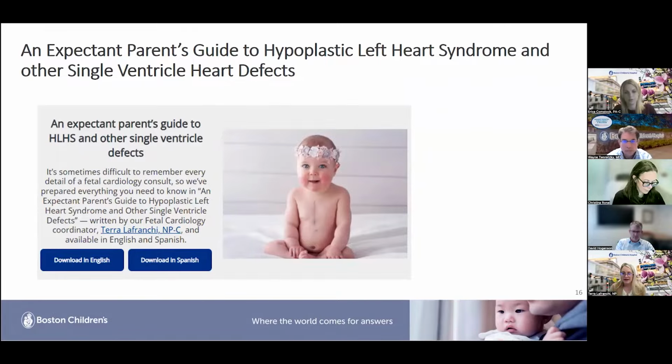To help families prepare for the road ahead, we published a 60-page guide. If you would like to download a free digital copy, the link will be in the chat. My goal is for any family expecting a baby with HLHS to have access to this valuable information, regardless of where you live or where you will deliver.